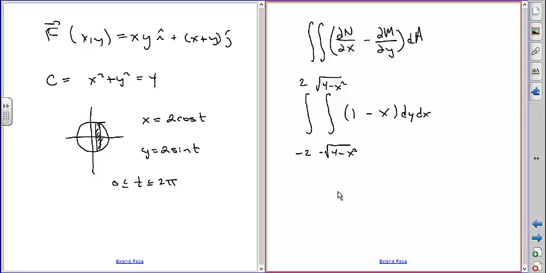In terms of polar coordinates, what you would do is you would integrate from r equals 0 to r equals 2, and you'd integrate from theta equals 0 to theta equals 2 pi, and you would replace x with 2 cosine theta, and you'd replace dy dx with r dr d theta.